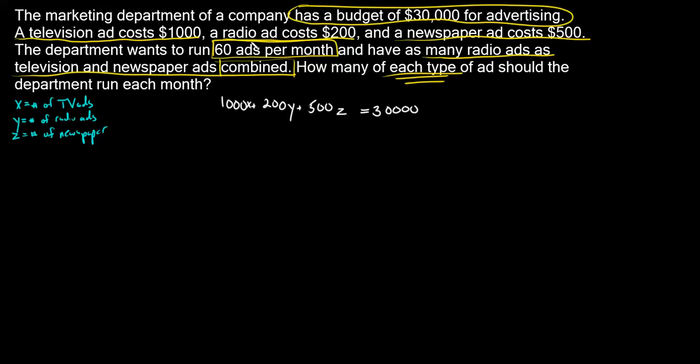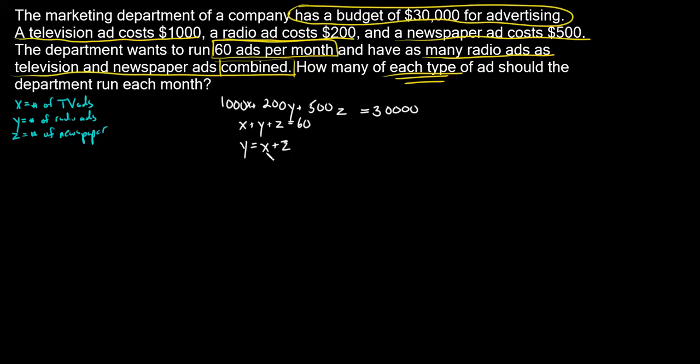They also want to run 60 ads per month. Well, if they take the number of TV ads X, the number of radio ads Y, and the number of newspaper ads Z, and add them all together, that's going to be our 60 ads a month, okay? So we have these 2 equations. Now, they want to have as many radio ads as TV and newspaper ads combined, okay? If there's 10 TV ads and 5 newspaper ads, there's going to be 15 radio ads, okay? So the number of radio ads is going to be equal to the number of TV ads and newspaper ads combined, okay?